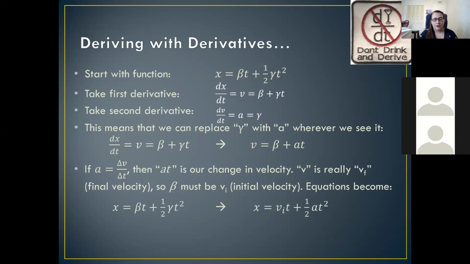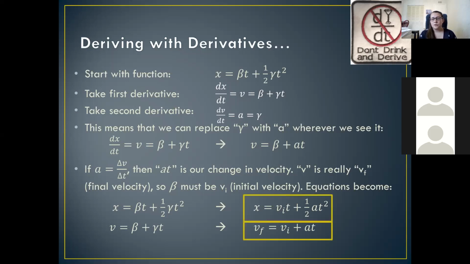So anywhere we see beta then in our equations, we can replace beta with initial velocity. And so that first equation then becomes x equals initial velocity times time plus 1/2 acceleration times time squared. And that second equation for velocity becomes final velocity equals initial velocity plus acceleration times time. So these two equations are pretty important equations. They're part of what we call the kinematic equations. And so these are two really helpful equations of motion that we'll be using a lot in this next chapter.